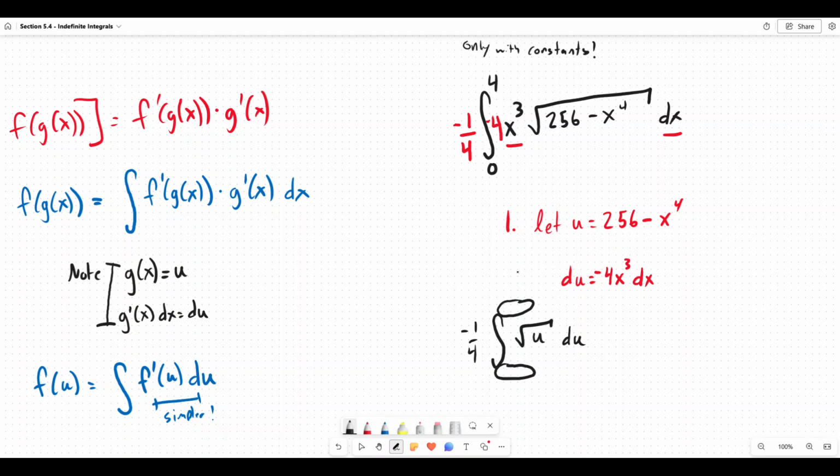we have some boundaries. And this was x equals 0 and x equals 4. But we're going from the x world to the u world. So, when x is 0, u is 256. And you can see that just by plugging in x equals 0 into here. So, if our boundaries are from 0 to 4 in the x world, in the u world, when x is 0, u is going to be 256.